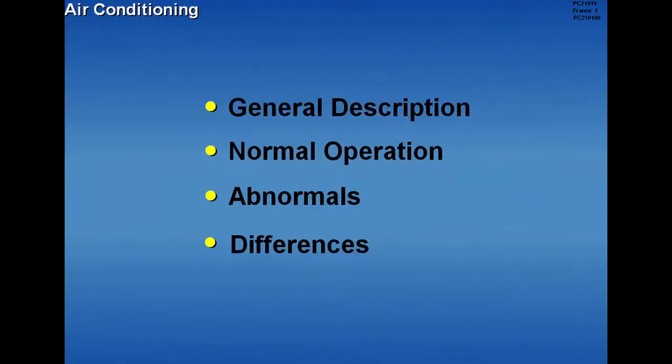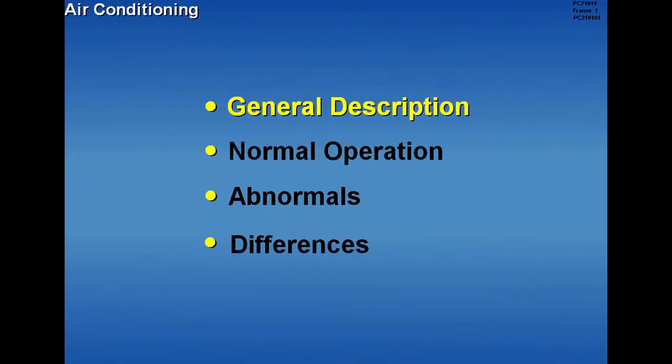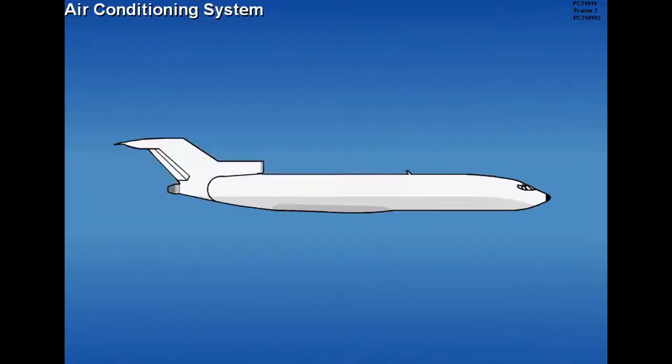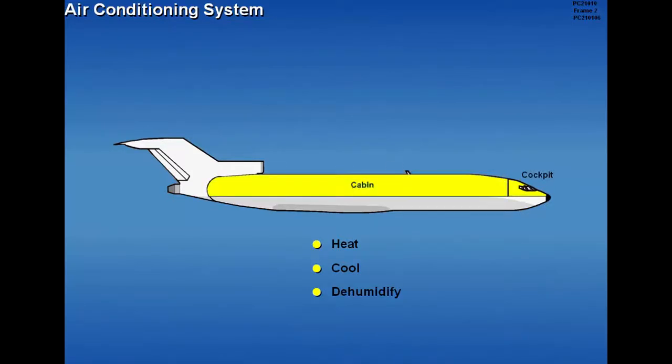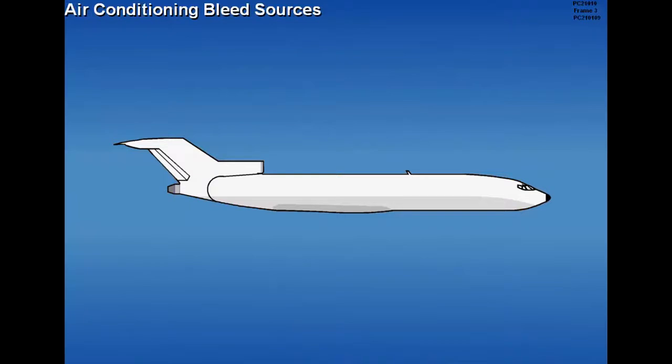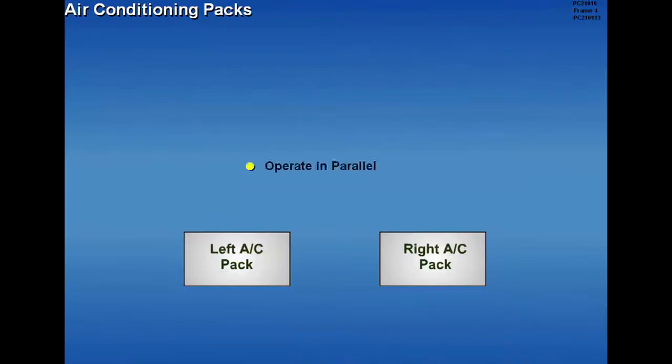The air conditioning lesson will be covered in 4 sections. Let's begin with general description. The air conditioning system is used to heat, cool, and dehumidify the cockpit, cabin, cargo, and E&E compartments. The air conditioning system uses bleed air from the aircraft engines, auxiliary power unit, or a ground air cart. 2 independent packs operate in parallel to supply the air conditioning system.